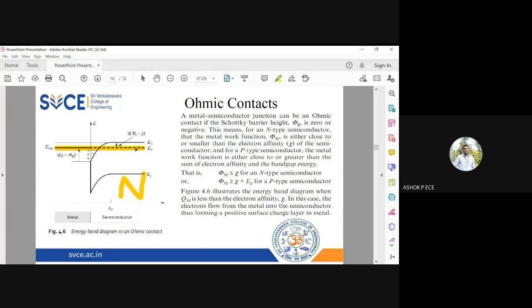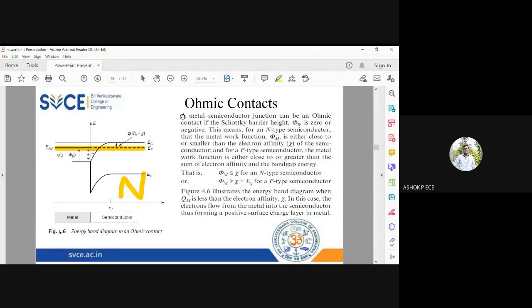Okay, the difference between the Fermi level and the conduction band energy is given by q(phi s minus x). Phi s is the semiconductor barrier potential, and x is the electron affinity. When you see the Fermi level in the metallic region, it is going to be q(x minus phi m). Phi m is the work function for the metal, and x is the electron affinity.